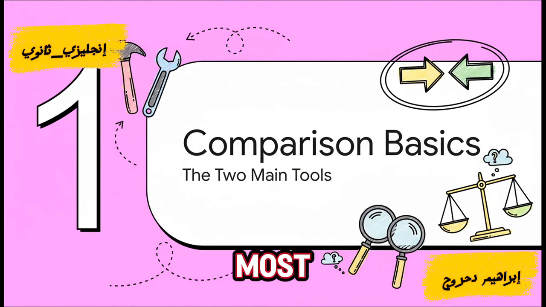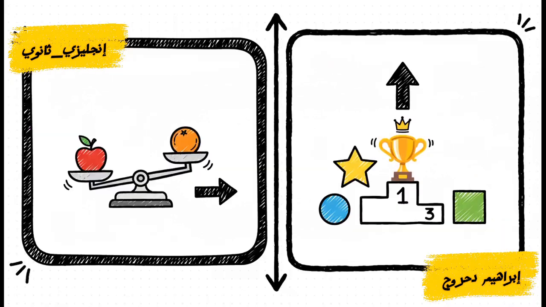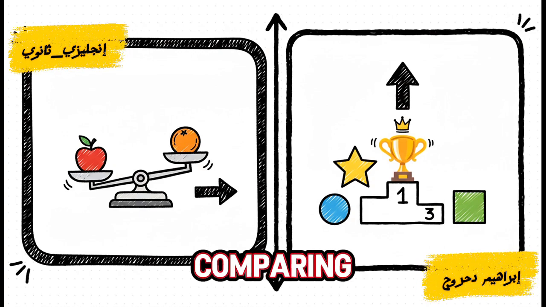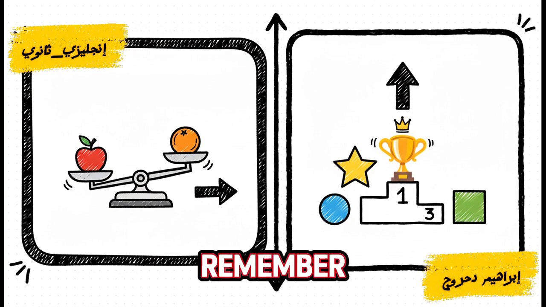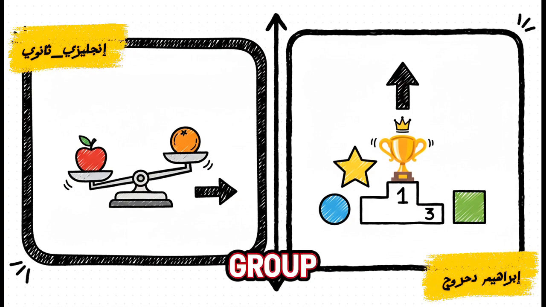And here's the most important thing to remember. Pretty much everything we're about to learn really just boils down to two main ideas, two main tools that you'll be using. And here they are. First, you've got the comparative. This is what you use when you're comparing just two things, one against the other. Then you have the superlative. This is for comparing more than two things. You're picking one out of a whole group. So just remember, two items, comparative. A group, superlative. That's really the core idea right there.